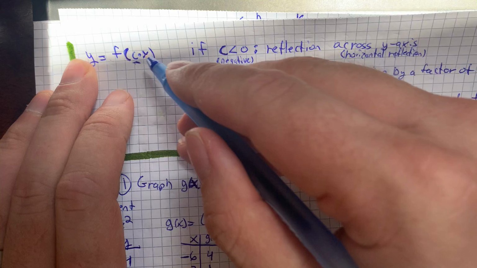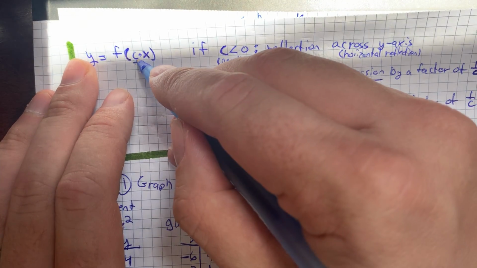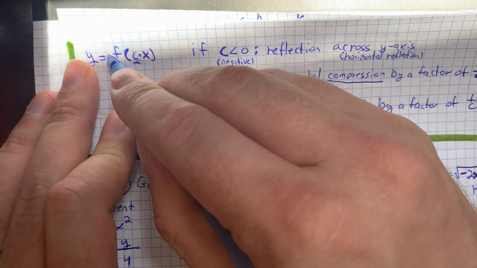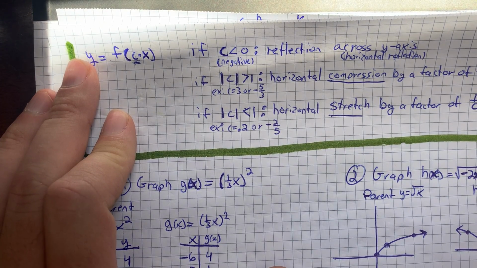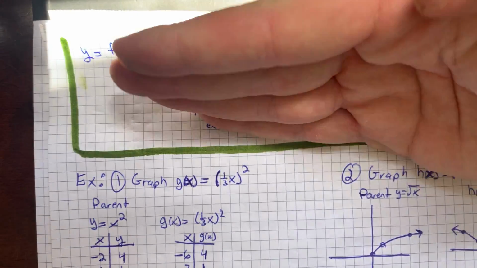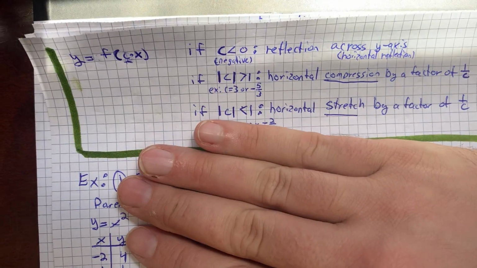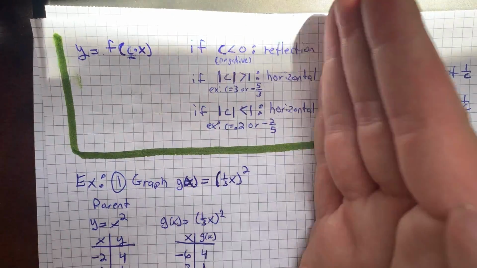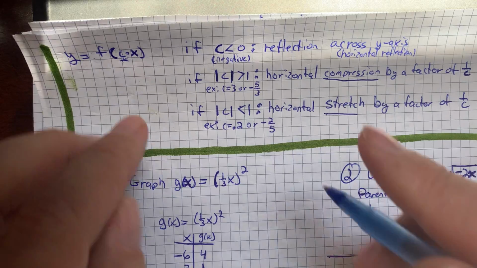So, if this number is less than 0, which means it's negative, it will be a reflection, just like it was when there was a negative on the outside. But instead of a vertical reflection, it will be a horizontal reflection. It will reflect across the y-axis, okay?